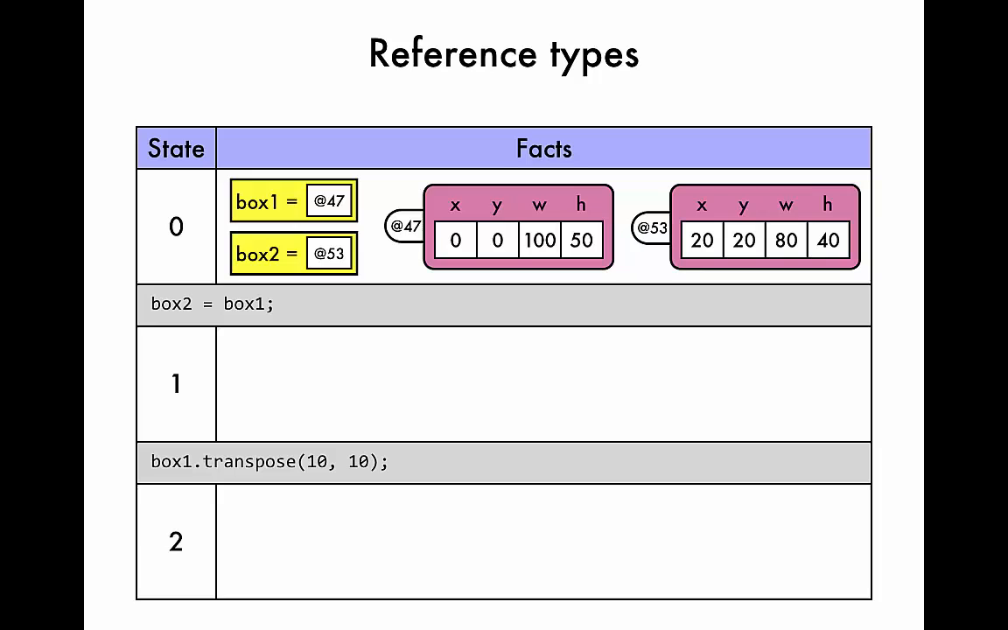Instead of asking you to describe the entire state in state 2, I'm going to ask two simpler questions. Consider the assignment box 2 equals box 1. The first question is, will it affect the stack? In other words, will it change those addresses in the yellow boxes? And the second question is, will the assignment affect the heap? In other words, will it change any part of those rectangle objects in the pink boxes? I'll give you 5 seconds to pause the video and answer these two questions. 5 seconds starting now.